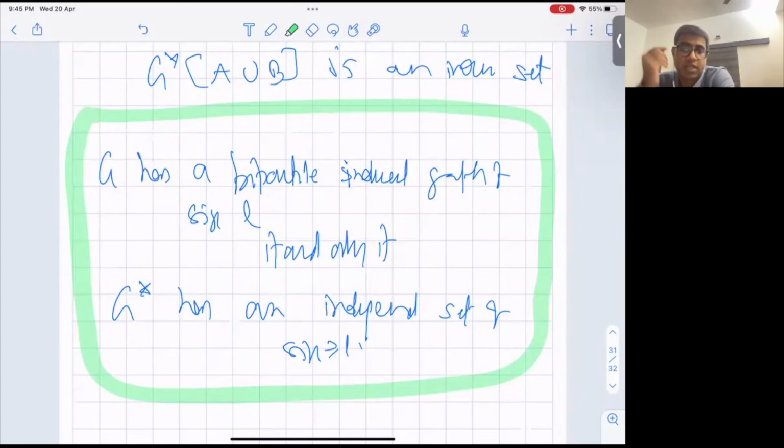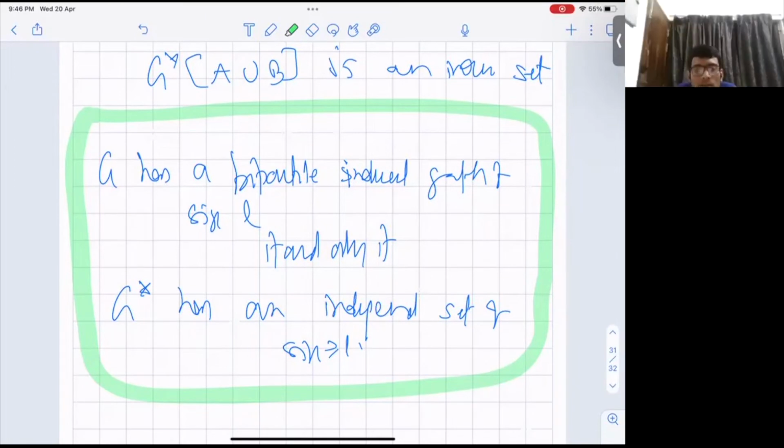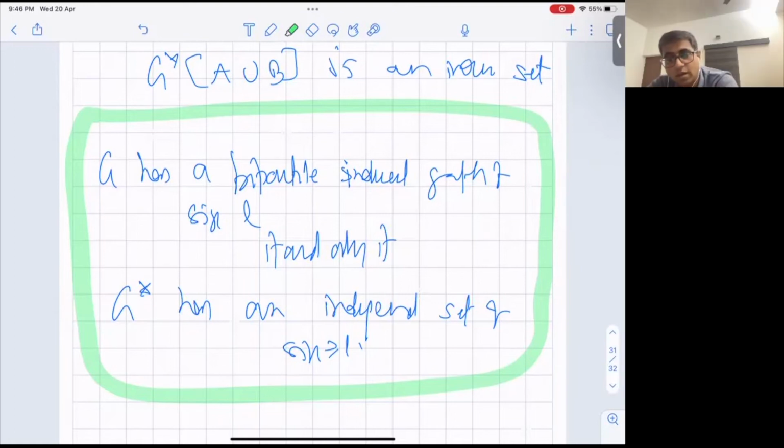Okay. So if the statement is fine with all of you, can you design an algorithm for finding an odd cycle transversal in G, or like using this, can you design an algorithm for odd cycle transversal in G? Yes, Sonak, go ahead.